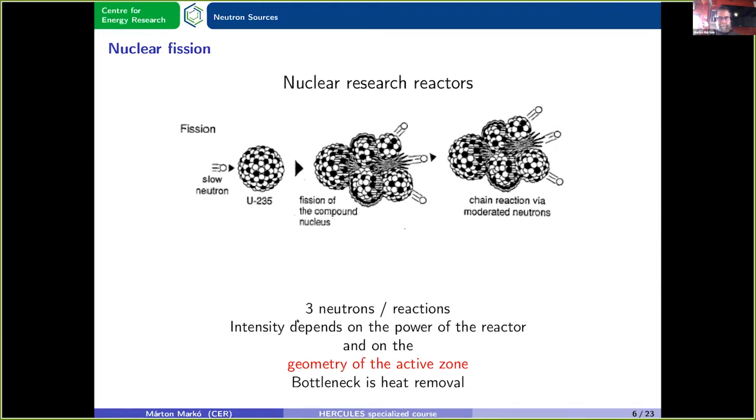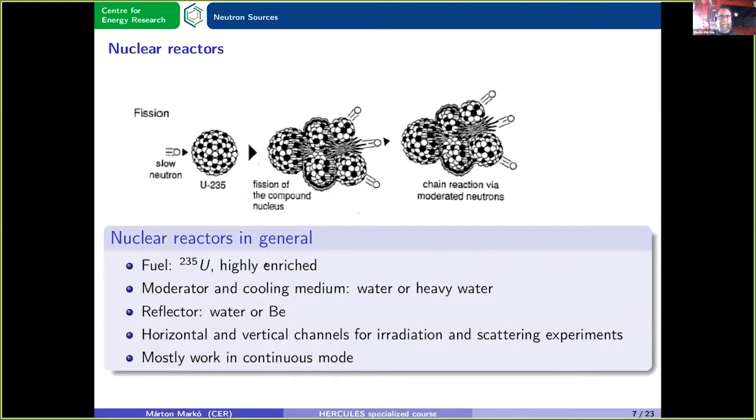The intensity of the nuclear reactors depends on the power of the reactor and also the geometry of the active zone, and the limiting factor, the bottleneck, is the heat removal. So we cannot remove an infinite amount of heat from the reactor, and that limits the neutron intensity as well.